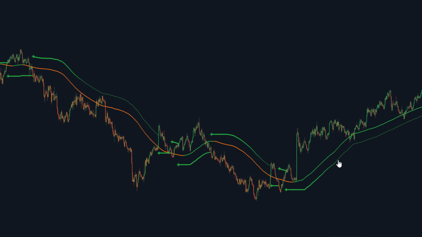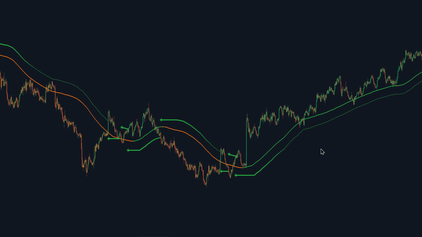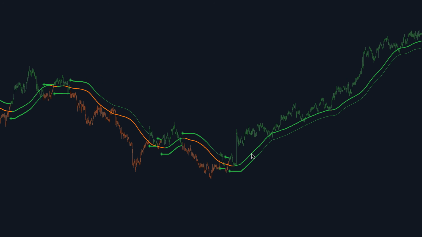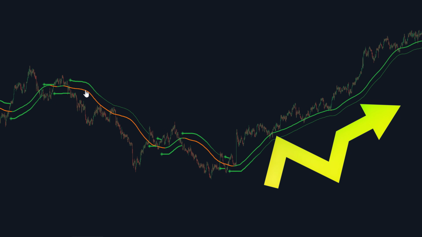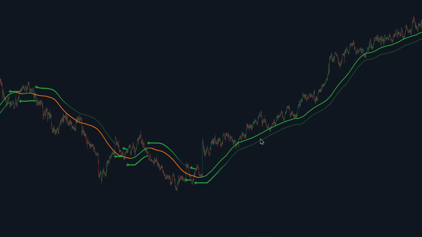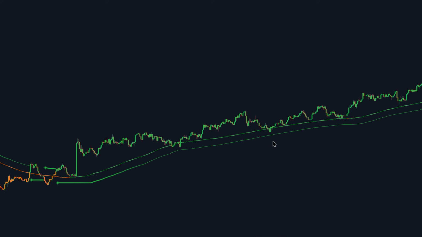Okay, so how do we actually use this? To trade, the most straightforward way is to just follow the trend. When the bands and the candles are green, you look for bullish setups. When they're orange, you look for bearish setups. Simple as that. But a much more powerful way to use this indicator is to trade pullbacks within the trend.